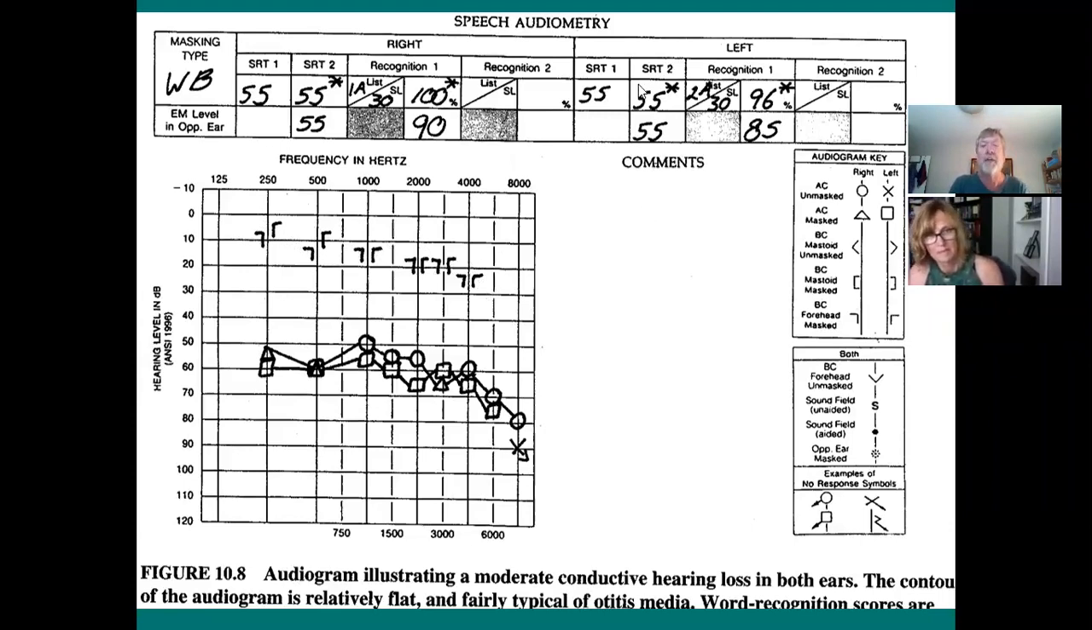Anyway, look at the SRTs, 55. They agree with pure tone averages. Look at the speech discrimination, fantastic, both ears. Look at the MCLs, look at the levels at which they recorded it. The SRTs though are good. They added 30 dB on top of the SRT, and so they must have been presenting at 85. Yep, it says 85 here, and the kid's got perfectly normal speech discrimination. It's a plug in the ear.